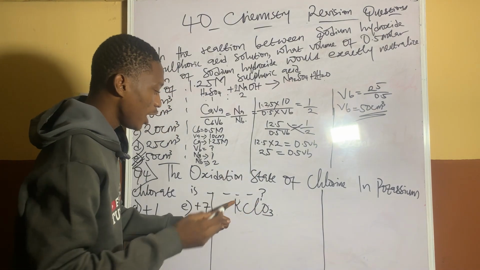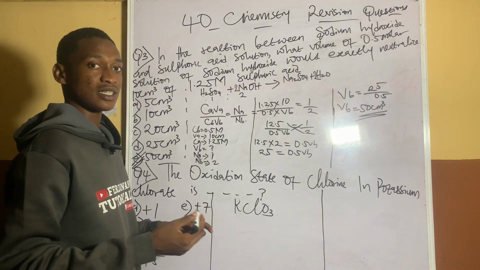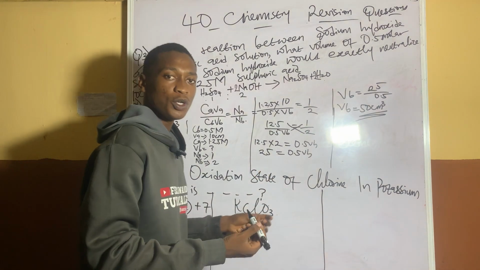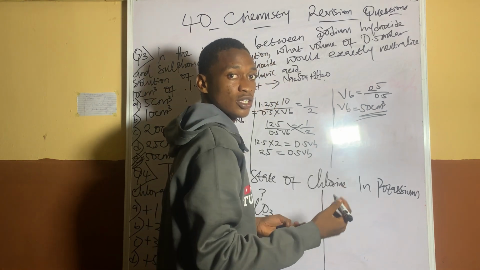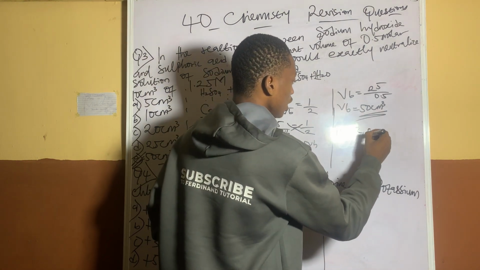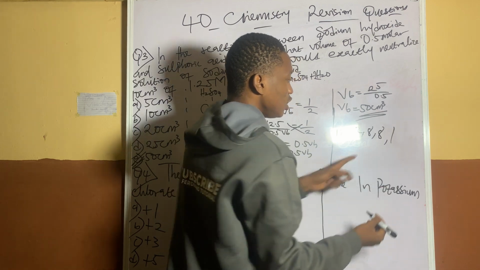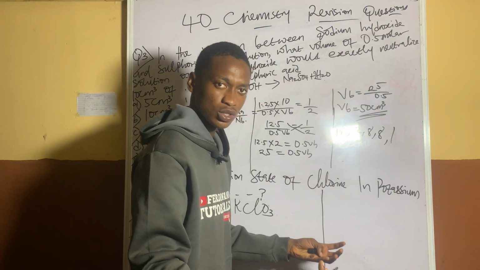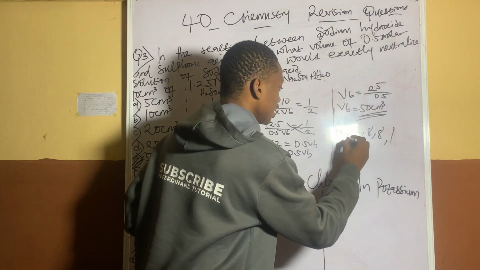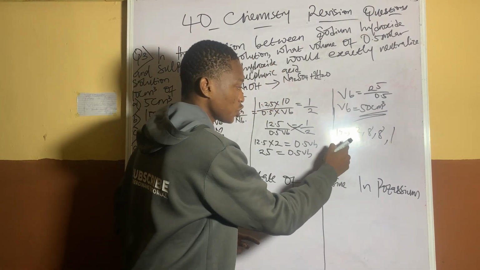So what do I do? Since K is +1, someone will ask, how do I know that it's +1? What is the atomic number of potassium? The atomic number of potassium is 19. So the configuration is 2, 8, 8, 1. This one is willing to give out, because it can readily give out this particular 1 electron. That's why we write K as K+. So the oxidation state is +1.